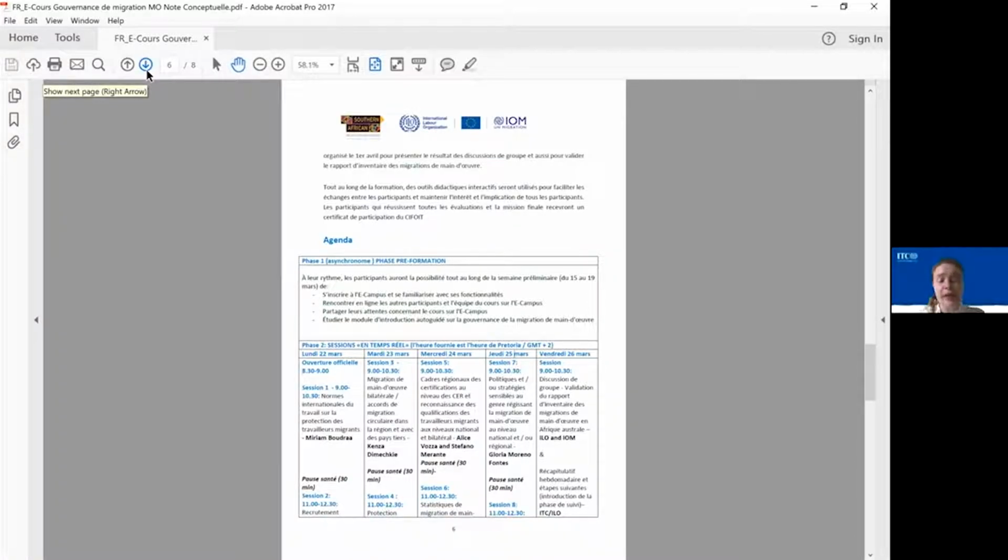Very important, as it was said before, all the sessions will be recorded. So if ever you cannot participate in the session directly, you can just connect to the platform and find the recordings at the end of every day in the 3 languages. So you'll be able to follow your session in whichever language you prefer and the time you prefer.